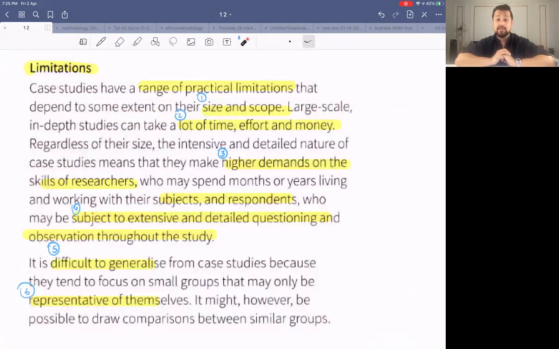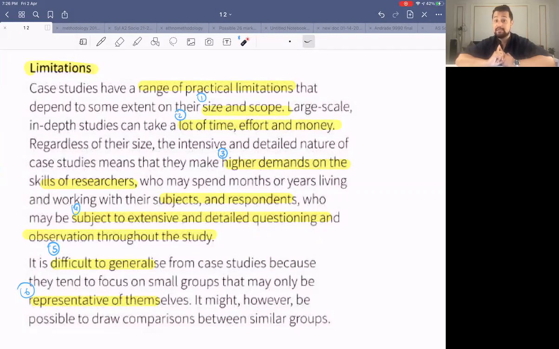Large scale in-depth studies can take a lot of time. That's a practical limitation. You need to have enough time, and enough resources, which could be in terms of money, feasibility, and acceptance from the group that you want to conduct your research on. Yeah, Venkatesh ended up spending 7+ years. That's quite a lot of time. Not everyone would be ready to invest that much time, right? So large scale in-depth studies can take a lot of time, effort, and money.